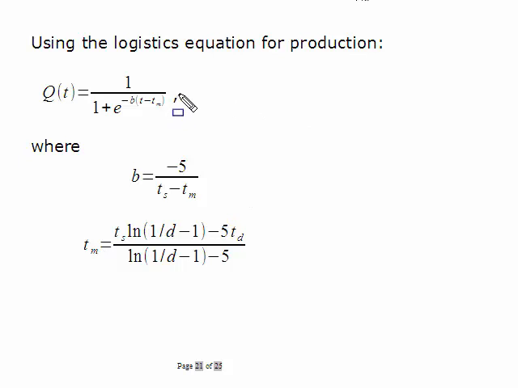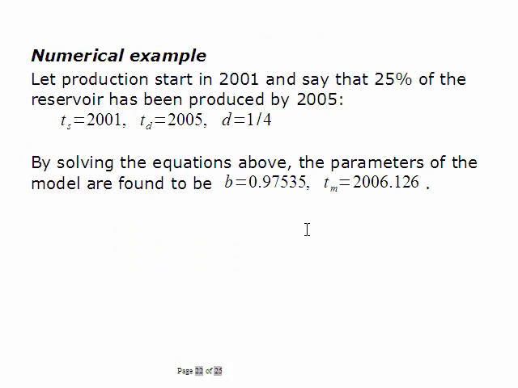So here is going to be my model that I'm going to use. This is a function that I'm going to use for this model, and I have two scaling parameters that I can put in for different situations. And now I'll do a numerical model just to show you that this works. Let's say production starts in 2001, so that's my start time. I know that 25% of the reserve has been produced by the year 2005, so TD is 2005 and D is 1/4. I put those back in the equations on the previous slide, and I come back up with values for b and for Tm, and now I'm just going to plot the curves.